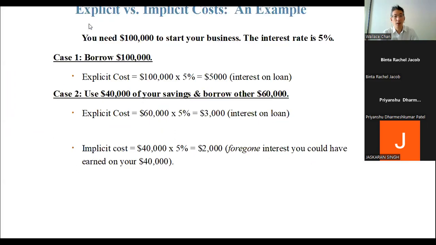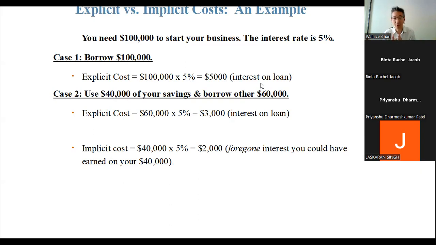For example, you need $100,000 to start your business. The interest rate is 5%. Case one, you borrow $100,000. So the explicit cost is 100,000 times 5% equals $5,000. Make sense? That's the interest cost.